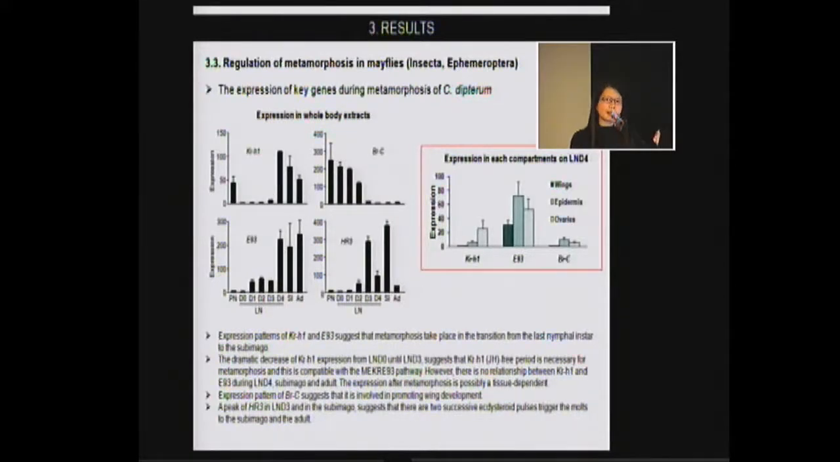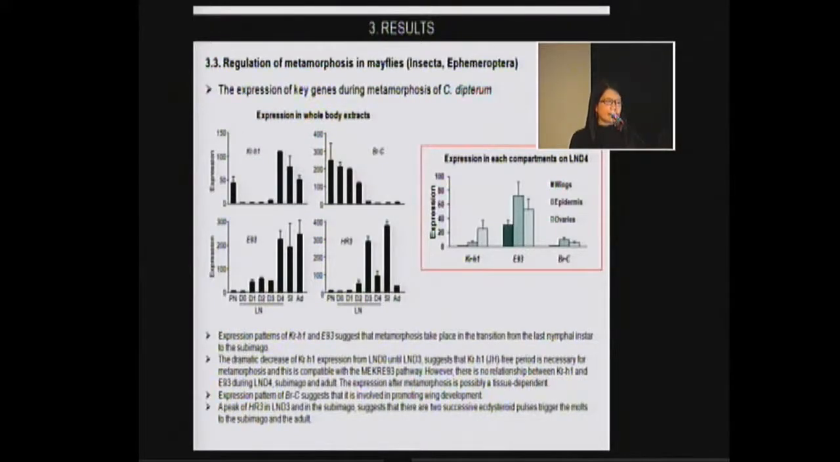And the dramatic decrease of Krüppel homolog 1 expression from day 1 until day 3 suggests that in this species they also need the Krüppel-free or JH-free period, which is necessary for metamorphosis, like in the case of Blattella germanica, where there is a decrease of juvenile hormone at the beginning of the last nymphal instar.